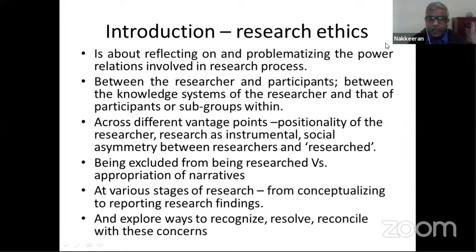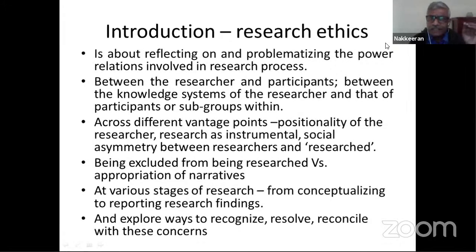And as a student of research, as we engage in research, how do we explore ways to recognize, resolve, reconcile these concerns? So these are all what I call substantive issues of ethics, research ethics in the field. Of course, procedural ethics cannot solve all the problems. I think one of the duties of procedural ethics is to make these issues come to the foreground, make researchers reflect on and problematize them, and when they go to the field, go as reflective researchers.